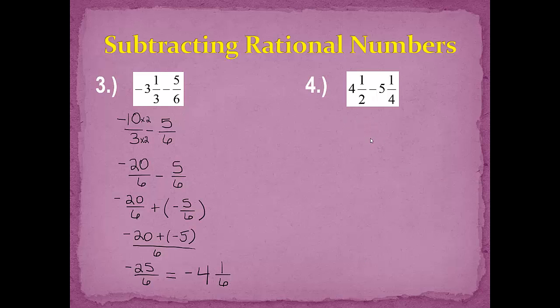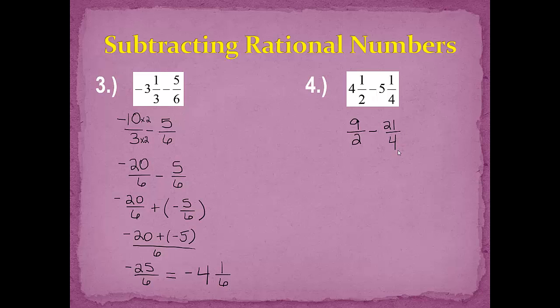Now for number 4, I have 4 1/2 minus 5 1/4. The first thing I'm going to do is make this into an improper fraction. So 4 1/2 will be 2 times 4 is 8, plus 1 is 9. So I have 9/2 minus 4 times 5 is 20, plus 1 is 21. So minus 21/4.